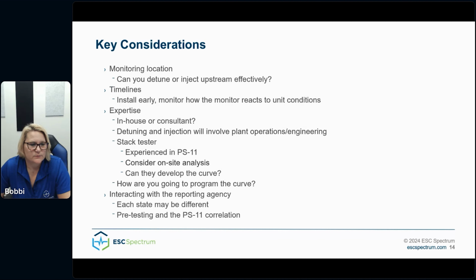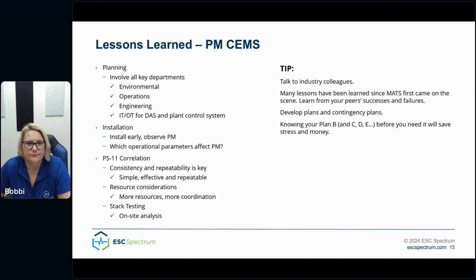So some lessons learned. Planning. Involve all key departments. Don't forget to include environmental, operations, engineering, IT or OT for your DAS and your plant control systems. They all have a stake in the game, and involving all groups from the beginning will help your installation become a collaborative effort.